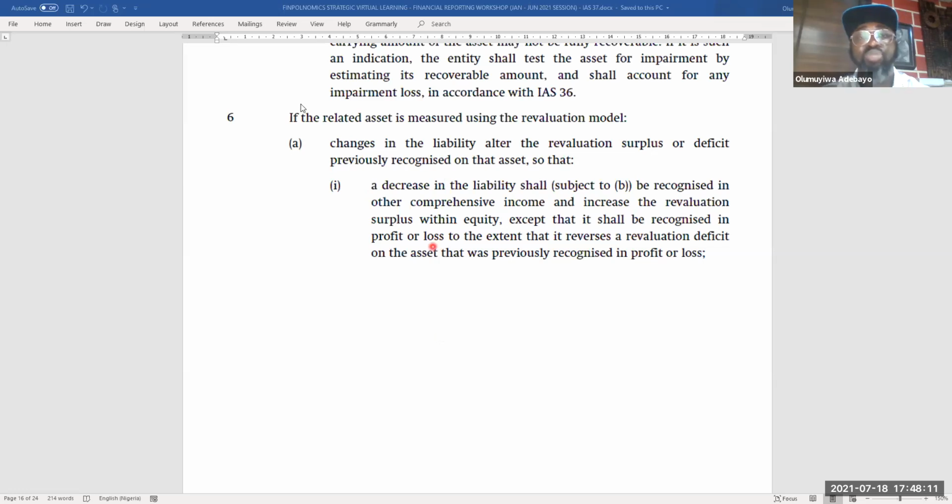And let's look at what the position is. If the related asset is measured using the revaluation model, what it means is that periodically we value the asset upward, and such gain arising from revaluation is recognized through other comprehensive income into a revaluation reserve as another component of equity. Therefore, what happens in that case? Changes in liability alter the valuation surplus or deficit previously recognized on that asset, such that, one, a decrease in liability shall be recognized in other comprehensive income and an increase in valuation surplus within that equity.